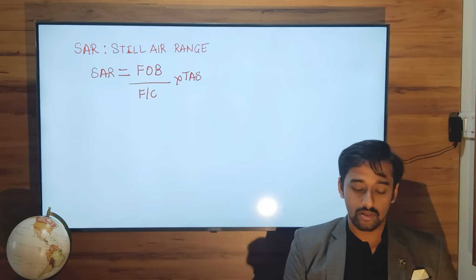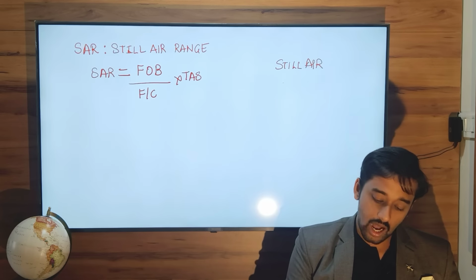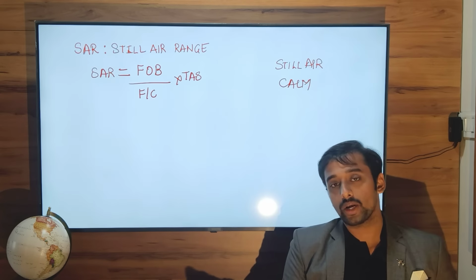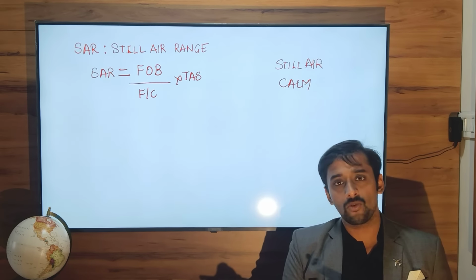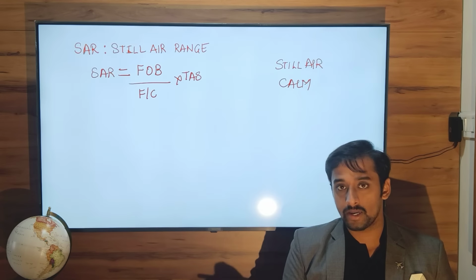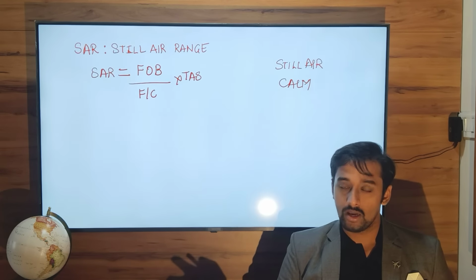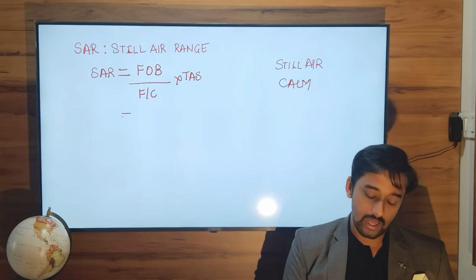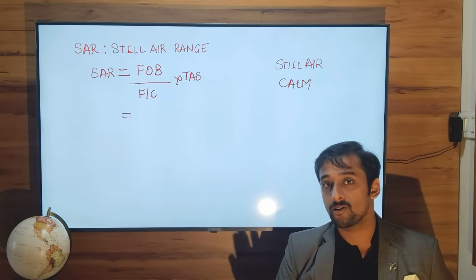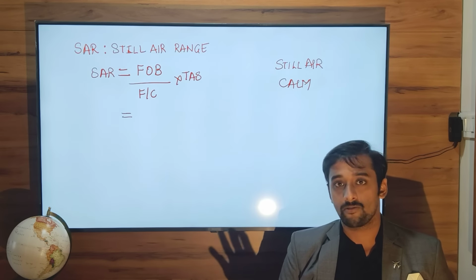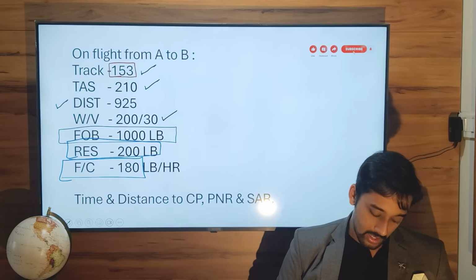Okay. So still air means what? Air which is calm. No headwind, no tailwind, no crosswind. So in such air which is fully calm, there is no wind component in it. How far will you go in such an atmosphere when you use all the fuel available on board? So here we have fuel on board. So you don't have to subtract reserve fuel. You also have to use the reserve fuel. Okay. So fuel on board is 1000.